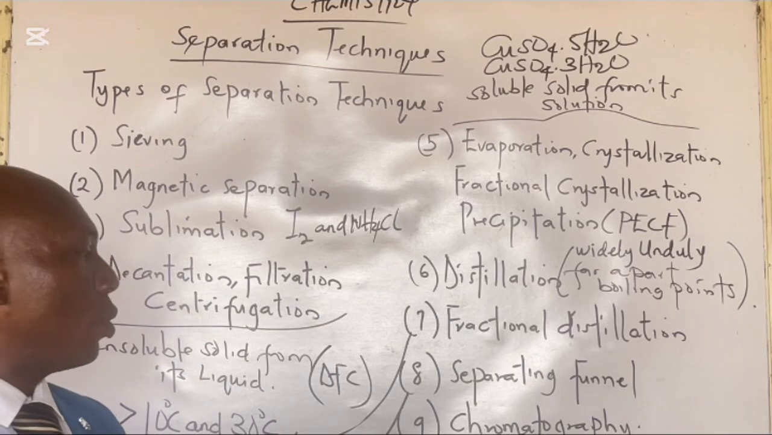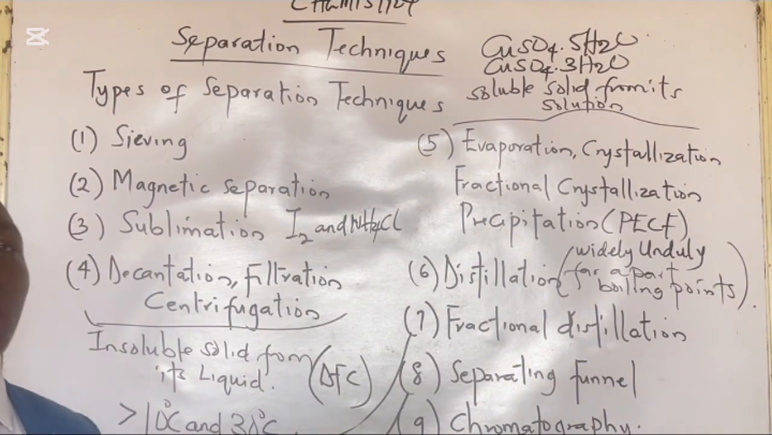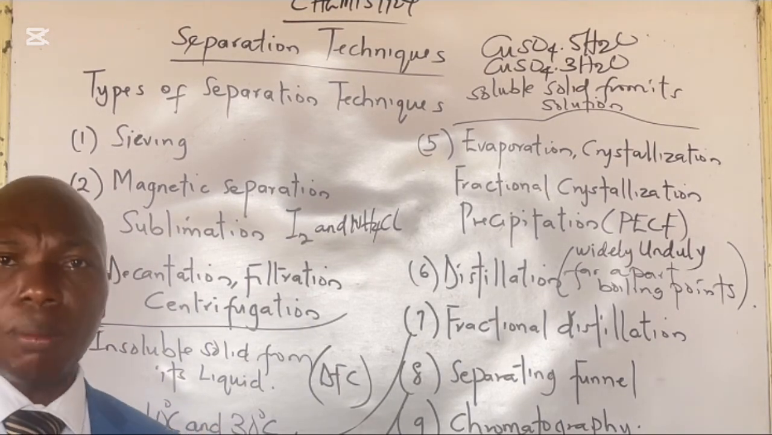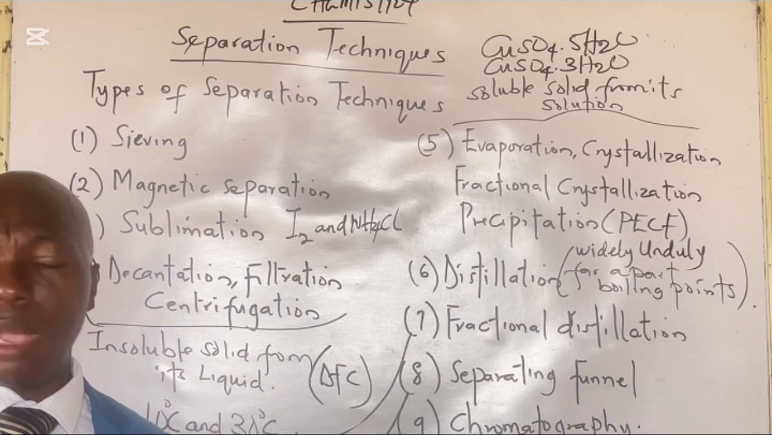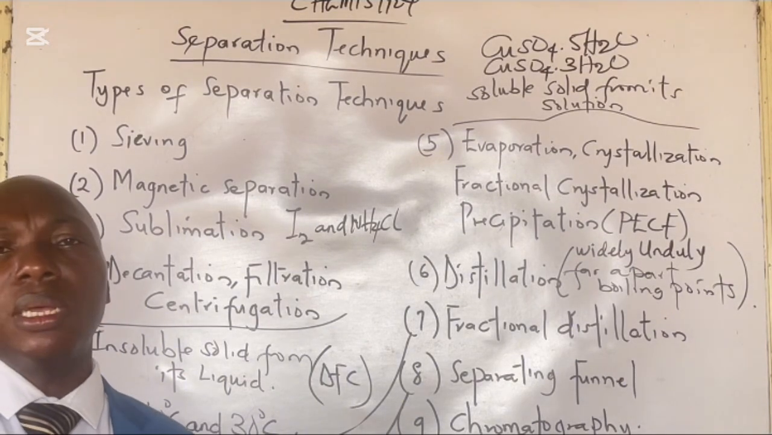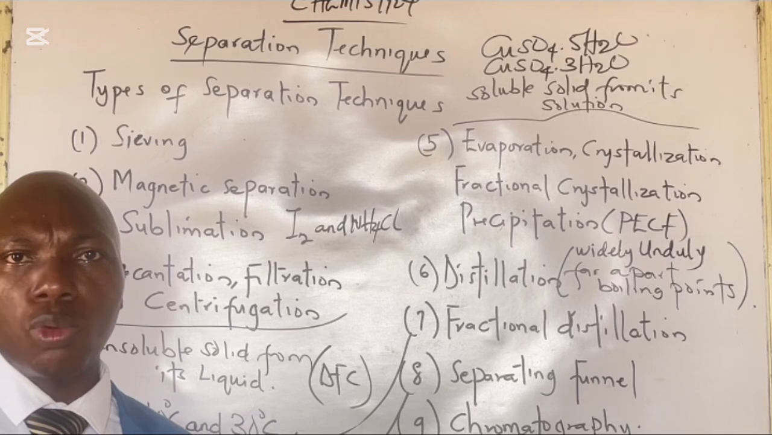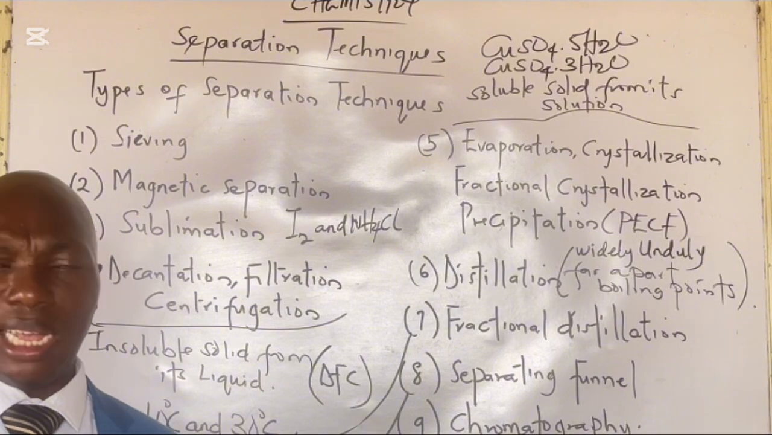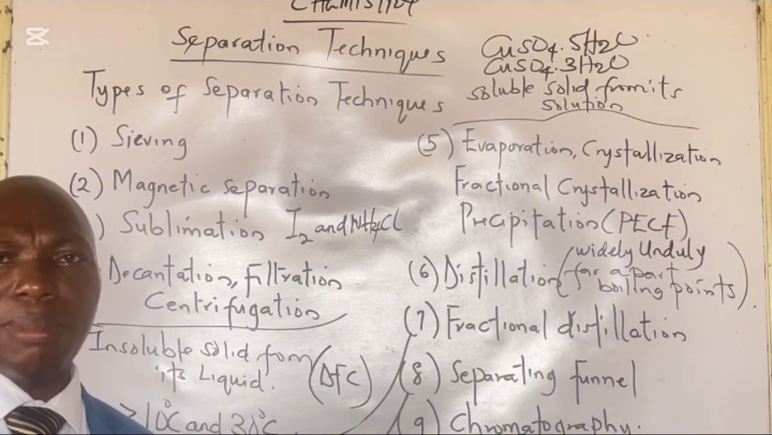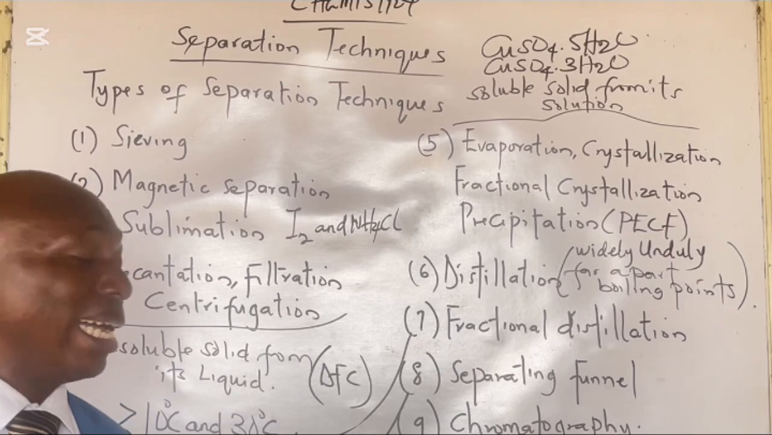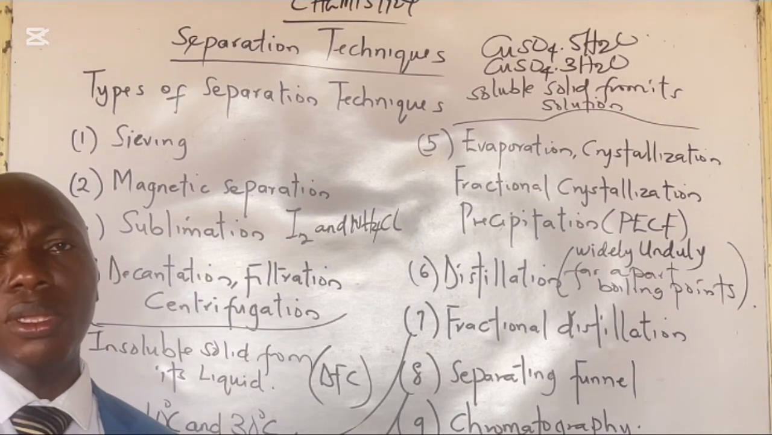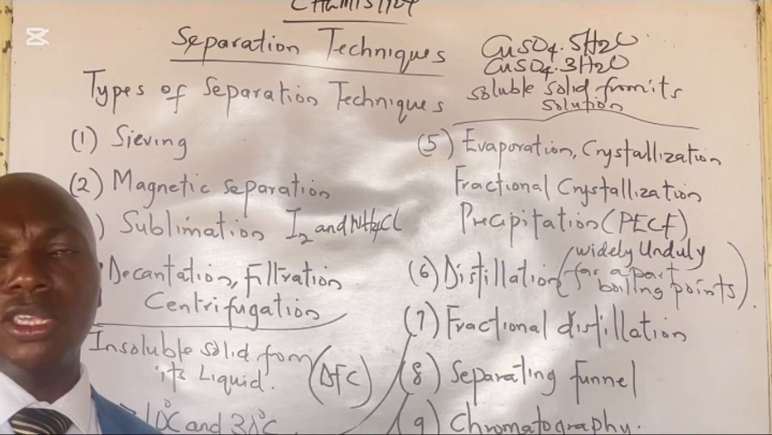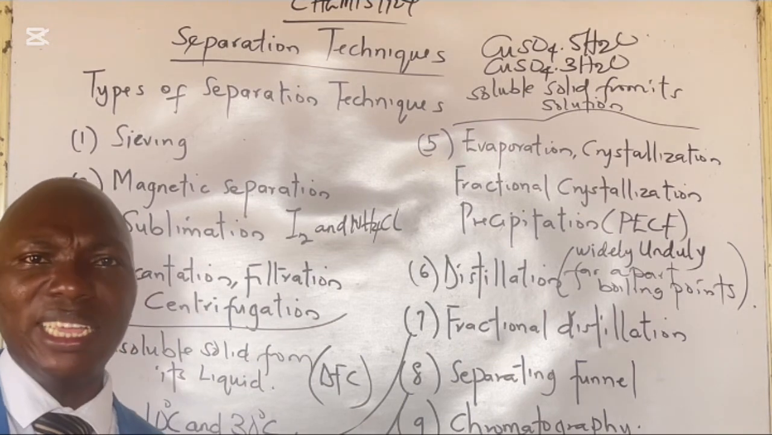The last example is chromatography. The key word in chromatography is migration or movement. And we have different types of chromatography, be it adsorption column chromatography, paper chromatography, gas, ion exchange chromatography, and all that. The best way to understand chromatography is the way it is used. It is used in the dye and ink industry.